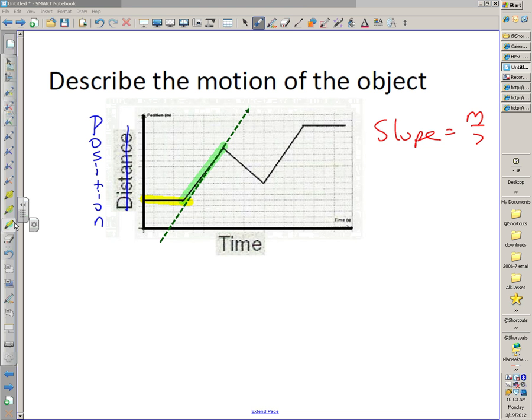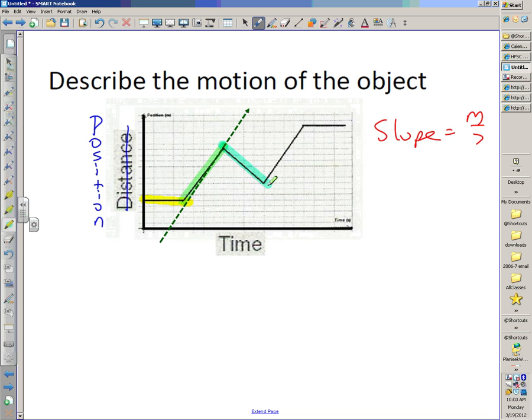Next. That section. Okay, Allison, go ahead. I have a question. Why is it accelerating? It's constant speed, so it's not. It's not speeding up. But how do you know that? Because what do you see about the slope during that section? The slope is constant.